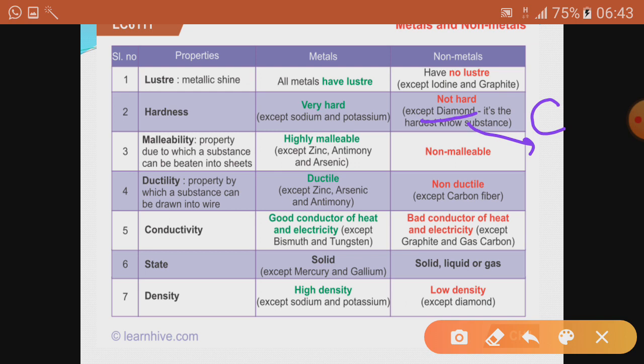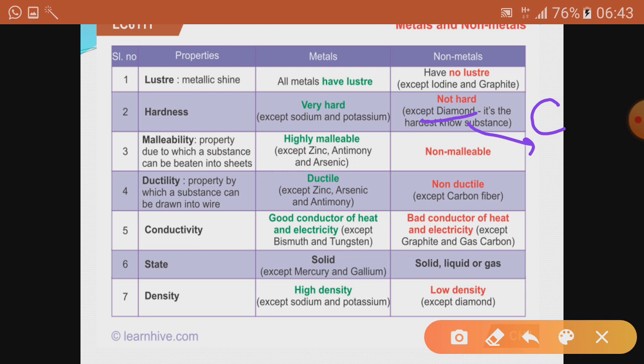Now malleability. What is malleability? The property due to which a substance can be beaten into thin sheets is called malleability. So metals are considered to be malleable. They are highly malleable. They can be beaten into sheets except zinc. If you start beating zinc, it is quite brittle. It breaks off just like a non-metal. So this is the exceptional case. Zinc, antimony, arsenic are metals which do not have the property of malleability. They are the exceptional cases. And nonmetals are non-malleable. They are brittle. They break off when they are beaten hard with a hammer.